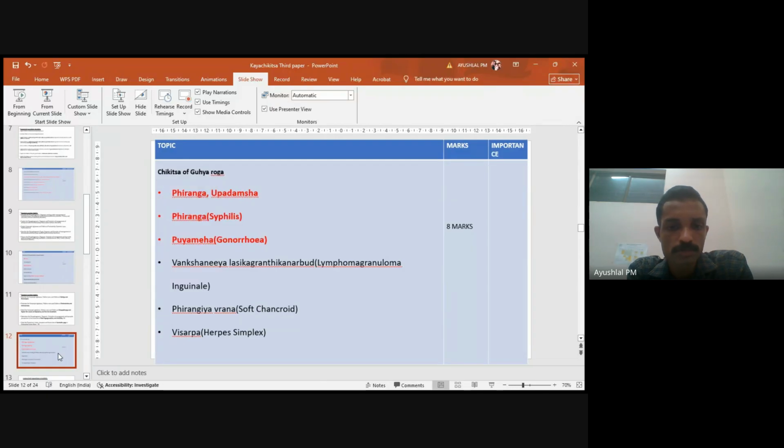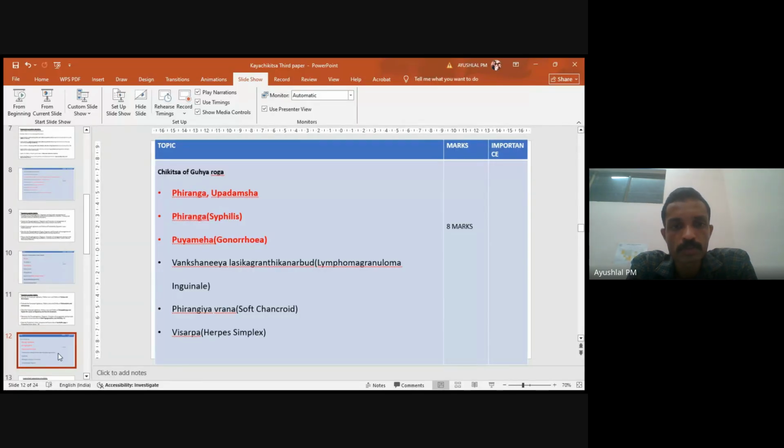And soft chancroid is given as Firanga Vrana. You should know what chancroid is. Other than that, just see the general management, and Visarpa, herpes simplex, not that important. So you should mainly focus. This carries 8 marks. Guhya Roga also carries 8 marks. So you should mainly focus on Firanga and Upadamsha.